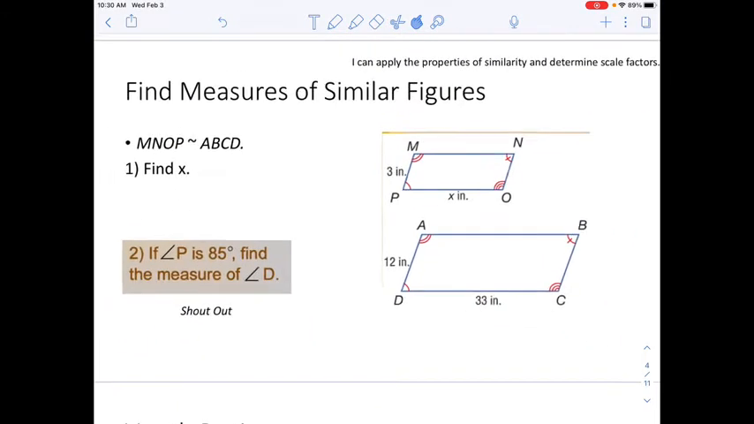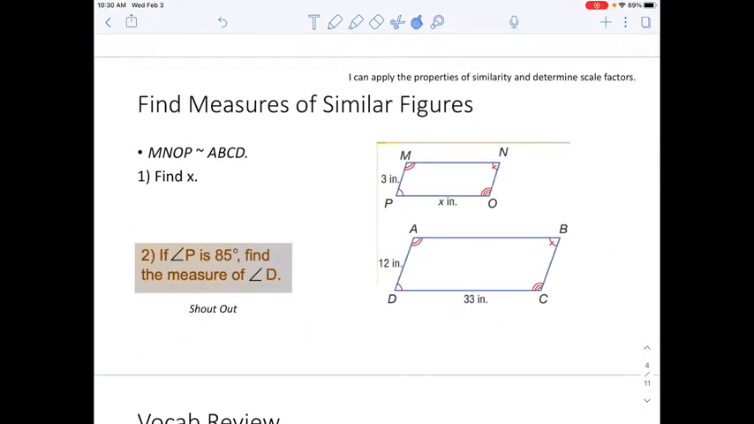So it might seem a little confusing, but once we practice, hopefully you get the hang of it. So it says find measures of similar figures. So this tells us that MNOP is similar to ABCD. So it says find X. Okay, so X is right here. To find this, we're going to set up a proportional relationship.